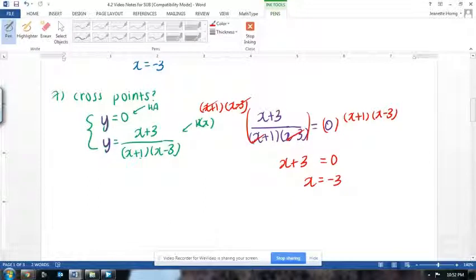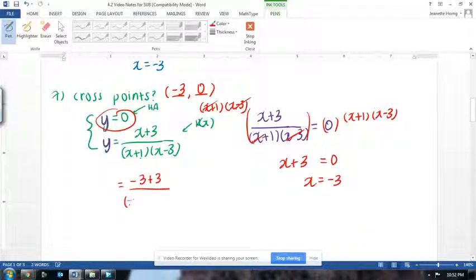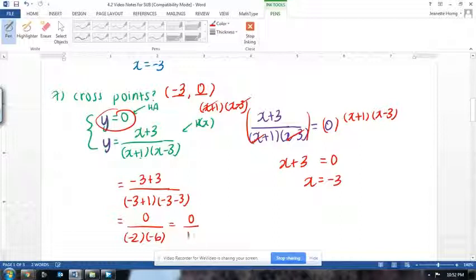A lot of people wonder, like, what is my y value in this situation? Because a cross point should truly have an x comma y. In this case, we just figured out the x coordinate is negative 3. The y coordinate is actually just 0, because of the way we had set it up. Or you can substitute in negative 3 into my function. You'll notice I'll also get 0 if I do it like this. All right, so my numerator, I'm going to get 0. Denominator, I'll get negative 2 times negative 6, but 0 divided by 12 is still 0. So if I asked you if there are any cross points, this one has a cross point at negative 3, 0.